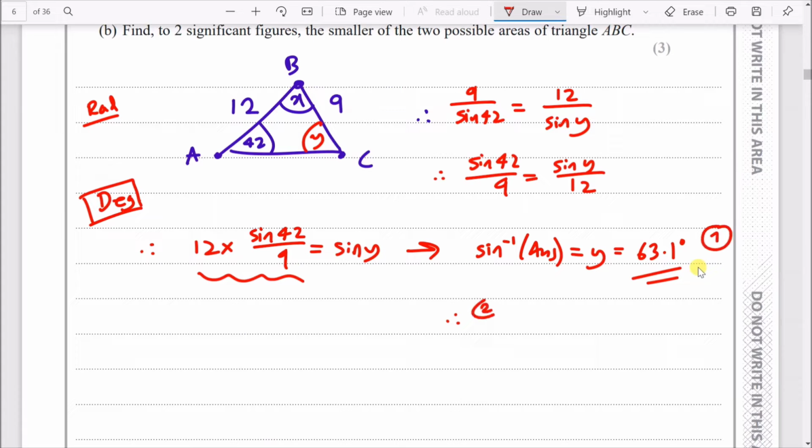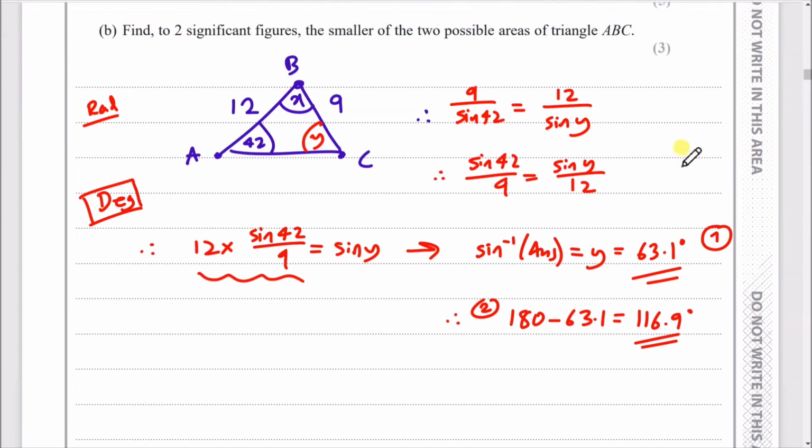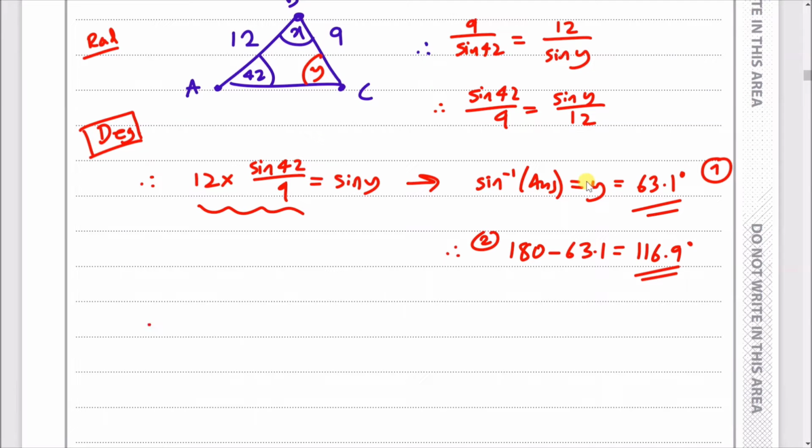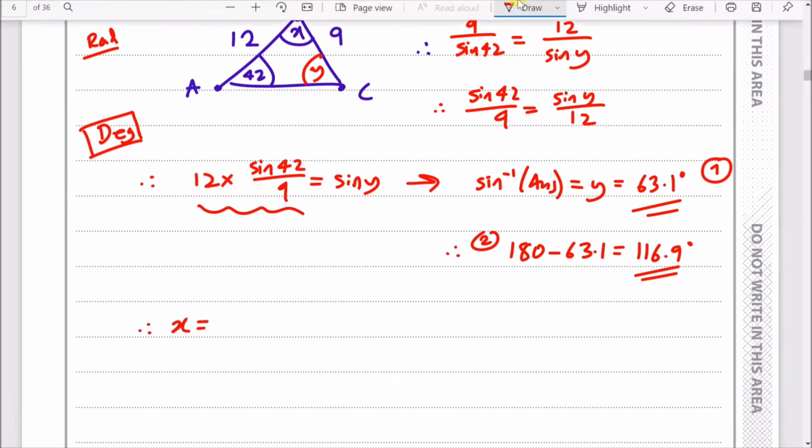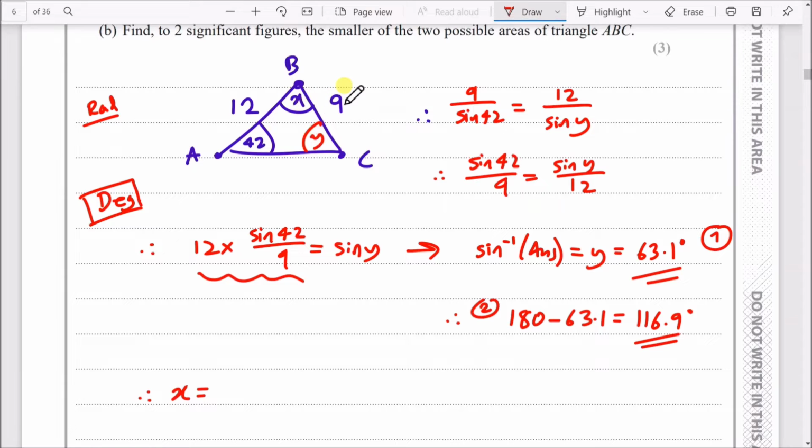To get the second angle, it's going to be 180 take away 63.1, and this should give us 116.9. So this is our second angle, our obtuse version. Now that we've got y, we can work out x. So to get x, we know all angles in a triangle add up to 180.